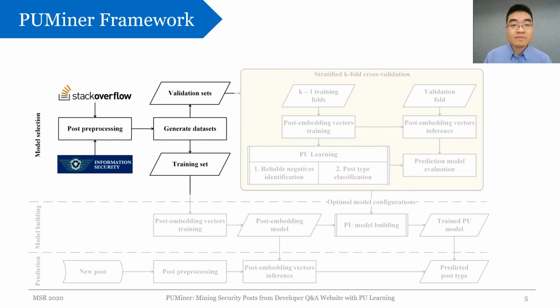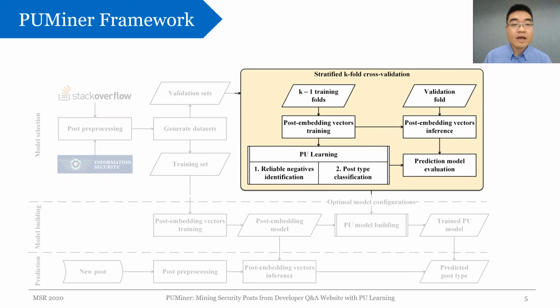The first part of the datasets goes into the stratified K-fold cross-validation process. Here we choose K to be 10, and stratification helps to maintain the data proportion in each fold. In this validation process, there are two main tasks. First, extracting feature embeddings of posts, and then applying a two-stage PU learning algorithm to build a security classification model. We repeat the same procedure K times to select the model configuration with the highest performance for the next process.